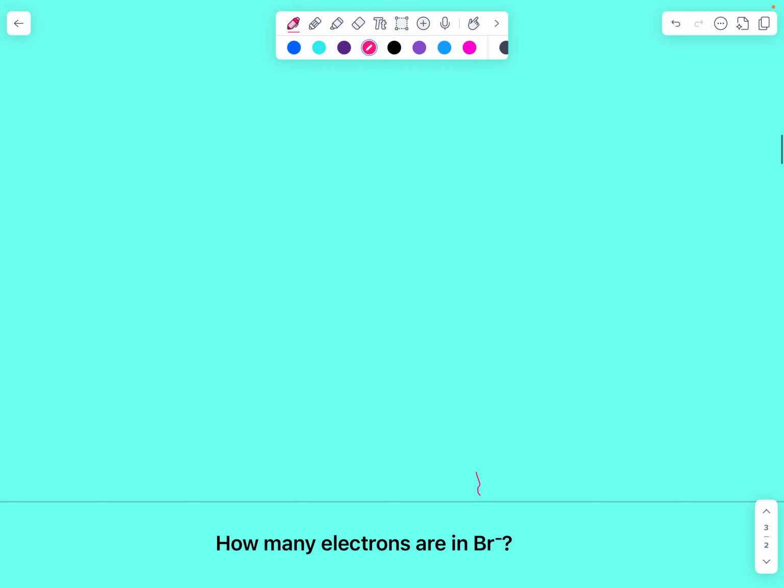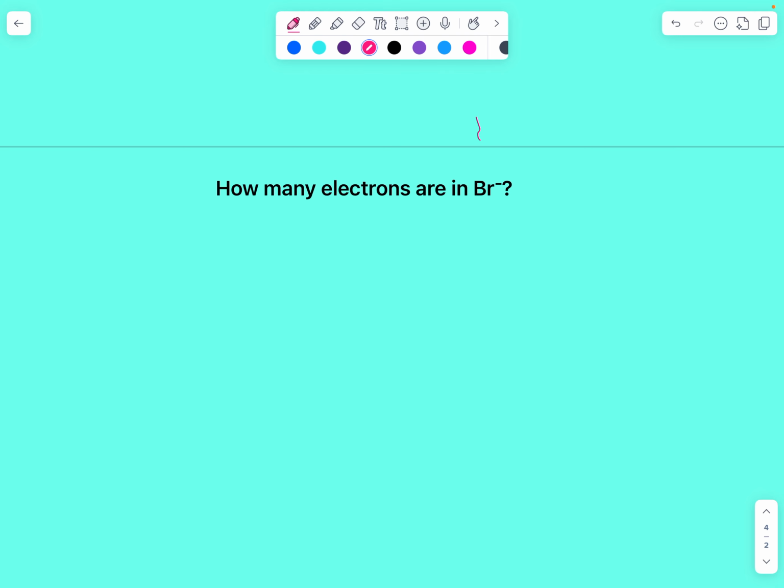Okay, let's try this one. Ion with a negative charge. How many electrons are in Br minus? This is the question. So, we know the bromine's atomic number would be 35. Use your periodic table, which means protons is 35. And the negative charge means electrons were gained. So we gained, believe it or not. And there's an invisible 1.